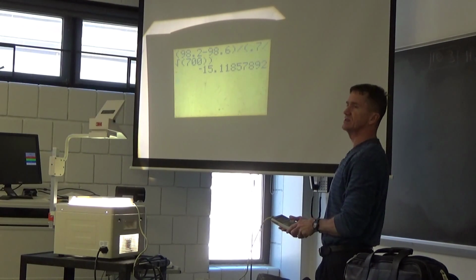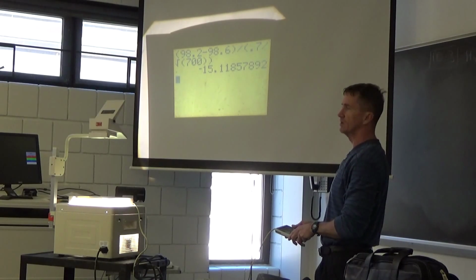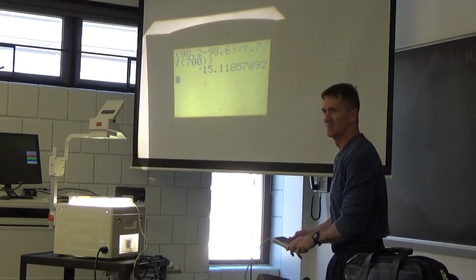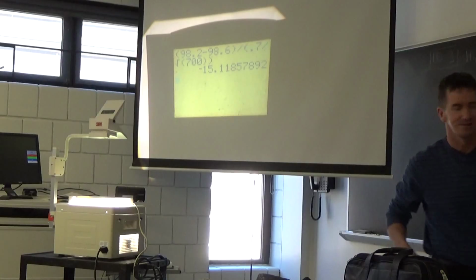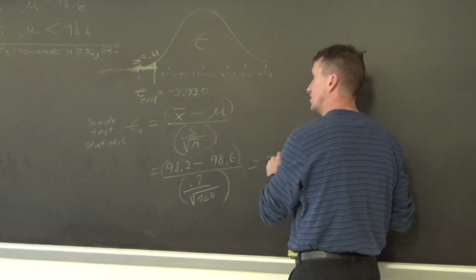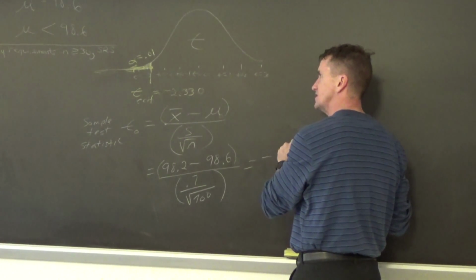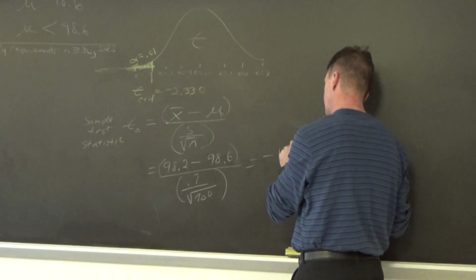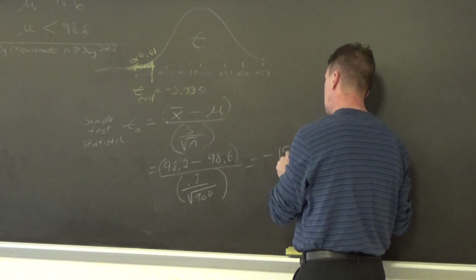And that could be the craziest z-score or t-score we've seen in this class yet. But I'm going to write that down. I did it all at once, but if that's too much for you, there's nothing wrong with doing it in two steps. I'm just going to put negative 15.1.